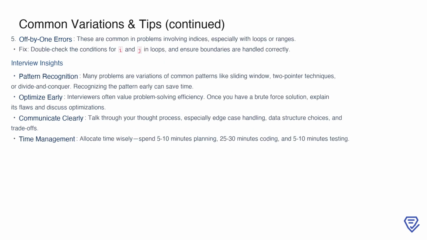Off-by-one errors are another common pitfall, especially in problems involving indices, loops, or ranges. These errors typically occur when boundaries aren't handled correctly. To avoid them, double-check the conditions for variables like i and j in your loops to ensure they align with the problem's requirements. Now, let's move on to some interview-specific insights.